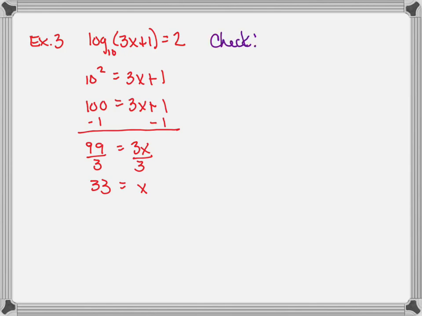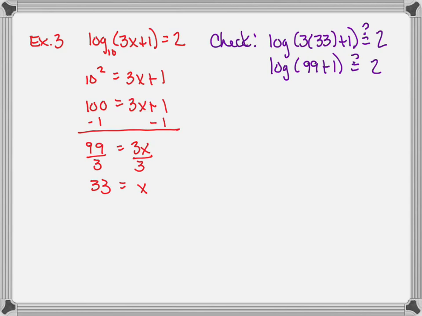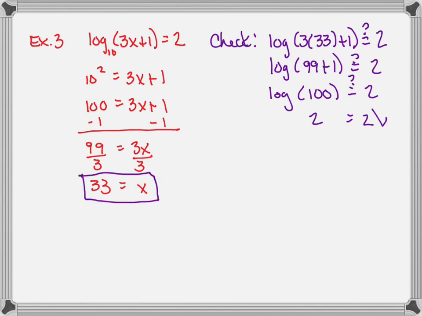Let's check our solution. So log of 3 times 33 plus 1, does this equal 2? The log of 99 plus 1, does this equal 2? The log of 100, does this equal 2? 2 equals 2, so yes, the solution checks out. And x equals 33 is our solution.